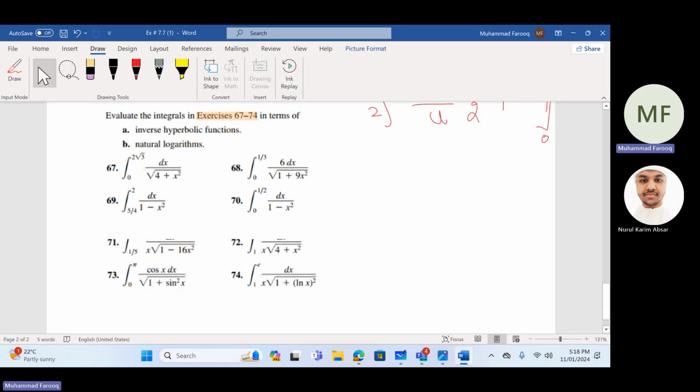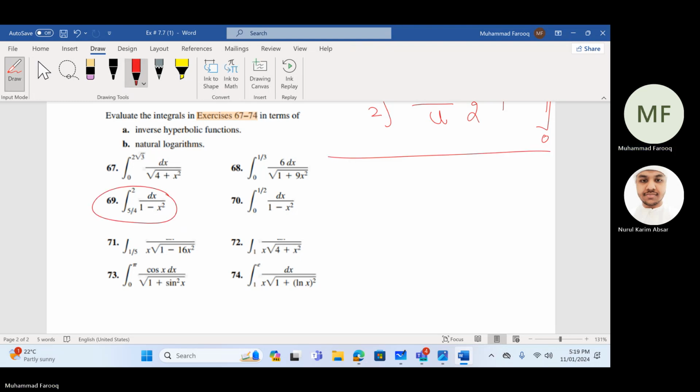Look here, question 69. Come on, try yourself. Again, it's very clear: you have A square minus x square. Which rule? The third one. Again, it has two options, tangent and cotangent. Check the condition, same as I checked before. A square is 1.